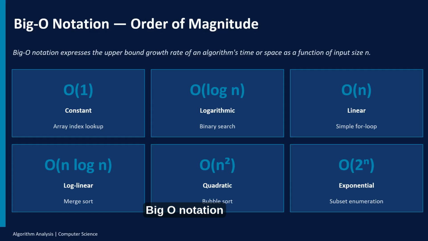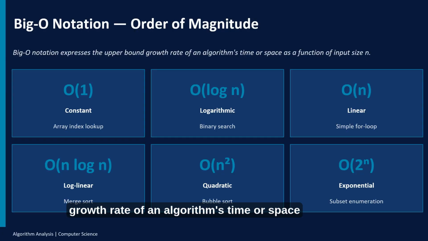Big O notation expresses the upper bound on the growth rate of an algorithm's time or space complexity as a function of input size n. It answers the question: as n grows very large, how does the resource requirement grow?